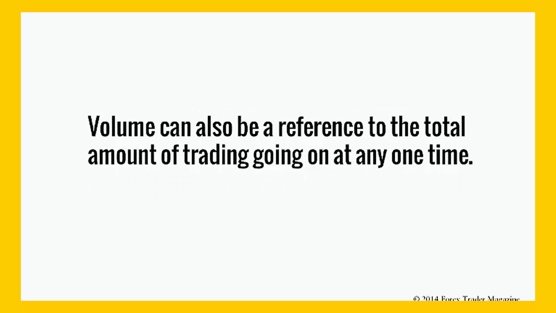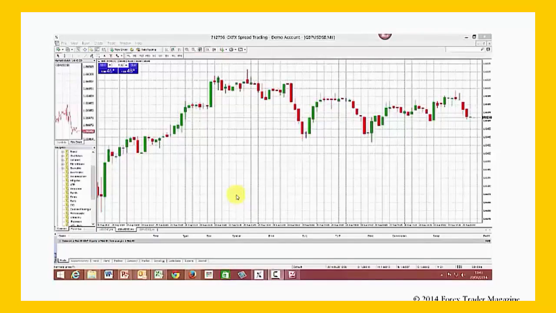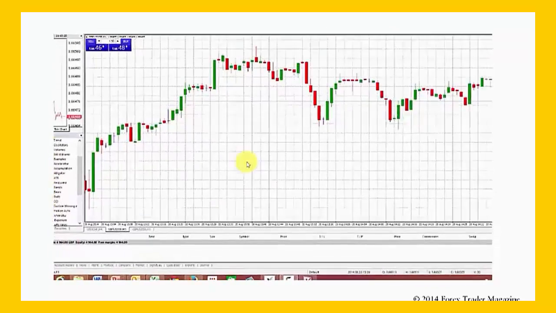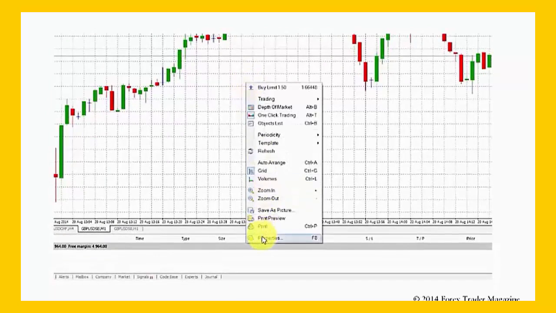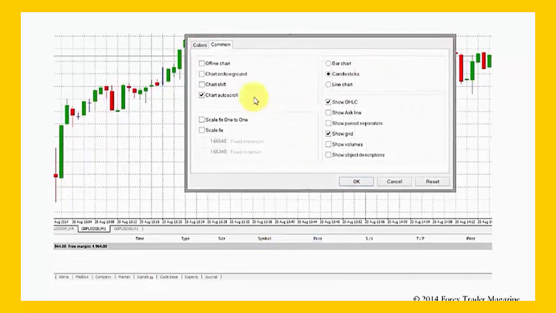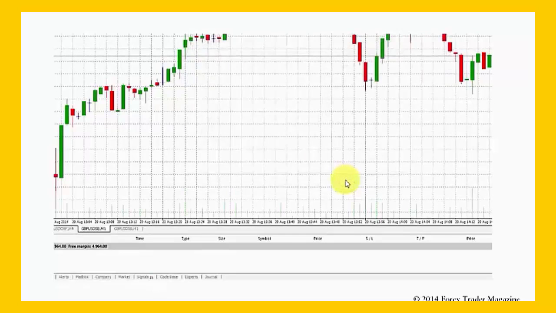Volume can also be a reference to the total amount of trading going on at any one time. So that's the collective trading volumes of everybody in the market, including us if we're in there, as this short video will show. Volume in terms of the total amount being traded at any one time can also be important, and we can show this on our trading screen. Simply right-hand click to go to Properties, and one of the choices on the Common tab should be to show volumes, and there it is. Left-hand click to tick it and press OK.